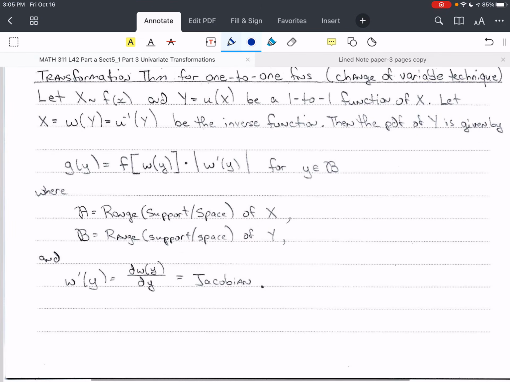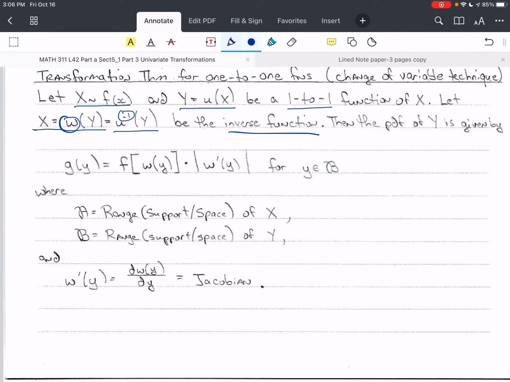we're going to look at this transformation theorem. And so let X have the distribution f of x, Y equal the function u of x, and this is a one-to-one function of x. Then we can solve for x, and we'll call that w of y, but that is u inverse of y. The reason that we're giving it this w is so that we don't have to write the inverse the whole time. But remember that w of y is u inverse of y.